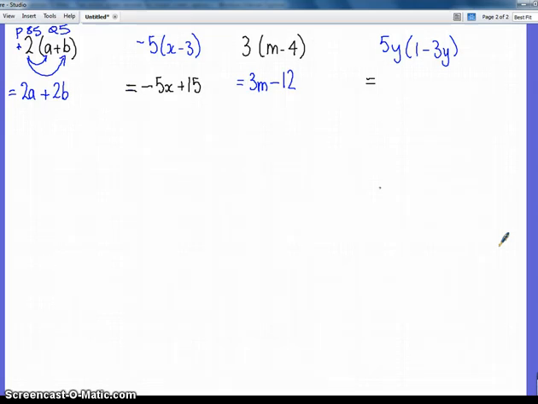5y times 1 gives you 5y, good. So you've done that one. And now what do you have to do, or think about? Y minus 3y. 5y times minus 3y. So we do the signs first. What's in front of the 5y? Plus. It's a plus. Plus times a negative is negative. 5 times 3.